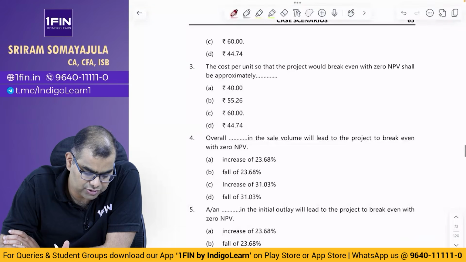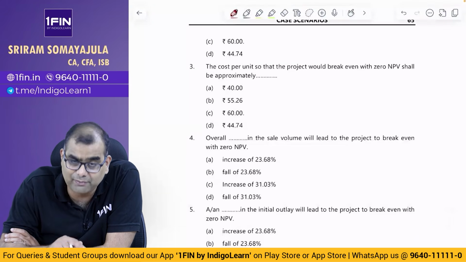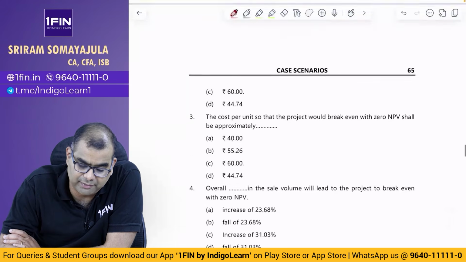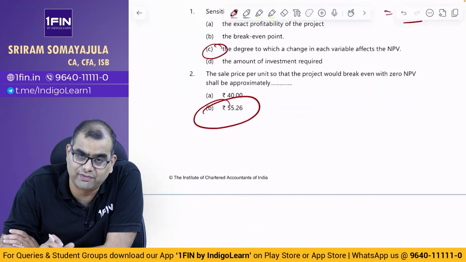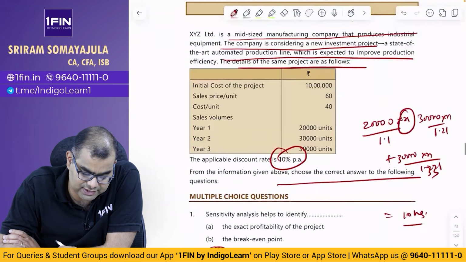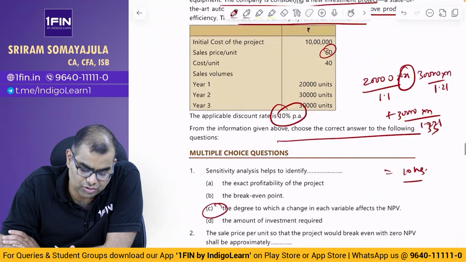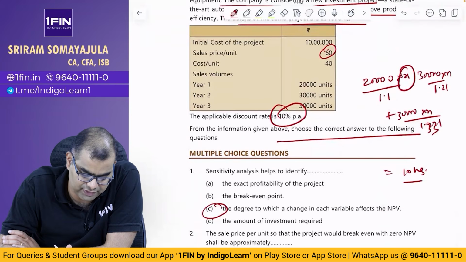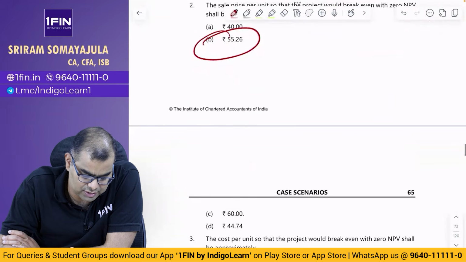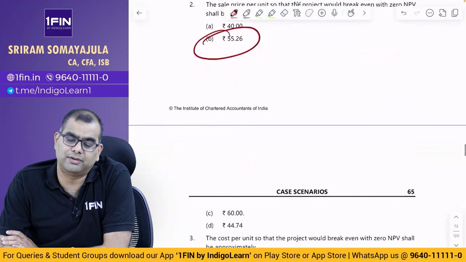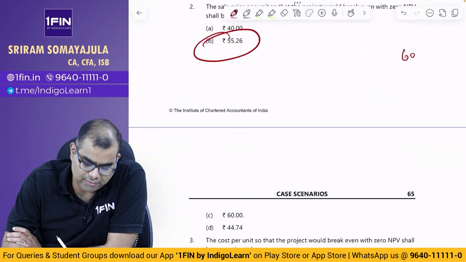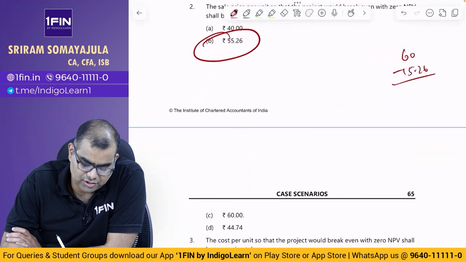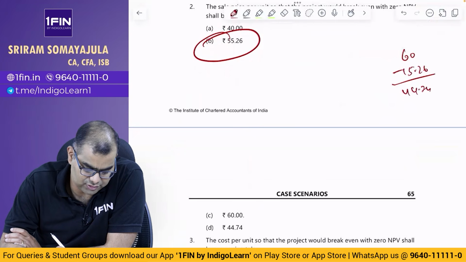Then the cost per unit of the product will break even with 0 NPV. Same logic. Here the contribution should be 15.26. The sale price is pre-decided at 60. So the cost can increase. If the contribution has to be 15.26 and the sale price is 60, then 60 minus 15.26, you will get 44.74.